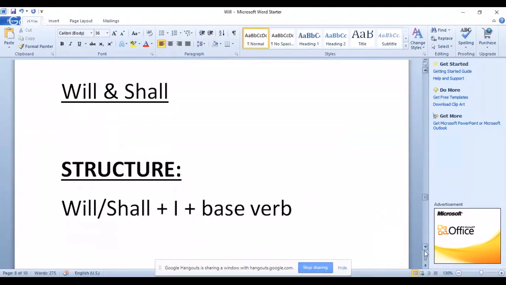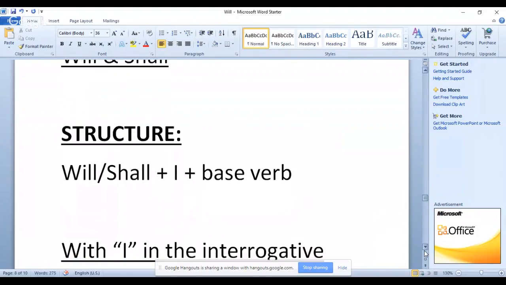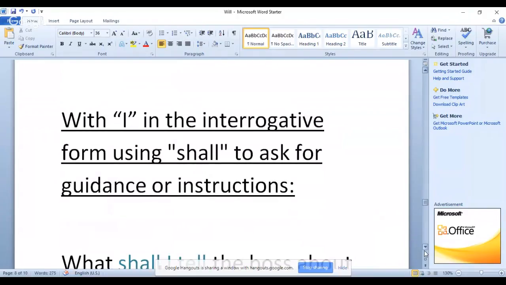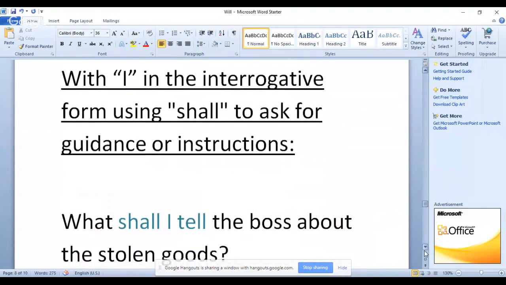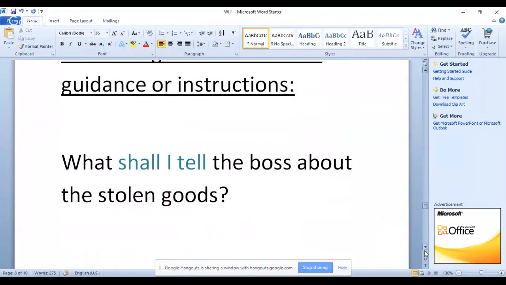Please read the structure, Ken. Structure: will, shall plus I plus base verb. Okay, good. And now, what does this say? With I in the interrogative form, using shall to ask for guidance or instructions. What shall I tell the boss about the stolen goods? Mm-hmm. I should tell. Any questions?